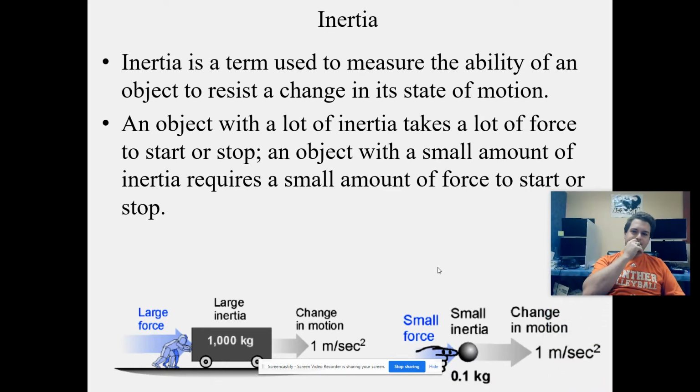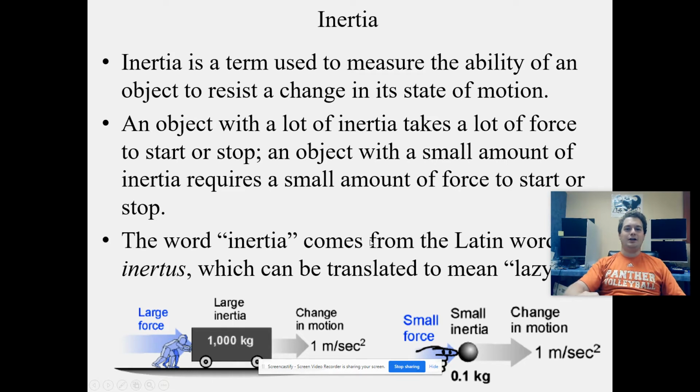So think about this, though. Which type of objects would have more inertia? An 18-wheeler going down the highway at 60 miles an hour? Or a little bicycle going 60 miles an hour down the highway? 18-wheeler or bicycle? First of all, be impressed that a bicycle could go 60 miles an hour. Haven't seen it. But obviously the big truck. Why? More mass. Mass and inertia are connected. Okay. Mass and inertia are connected.